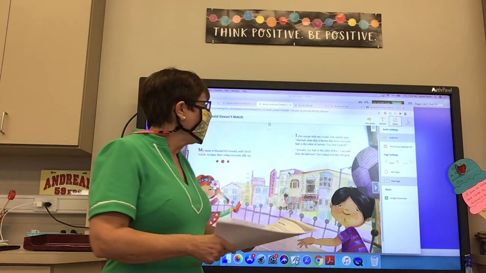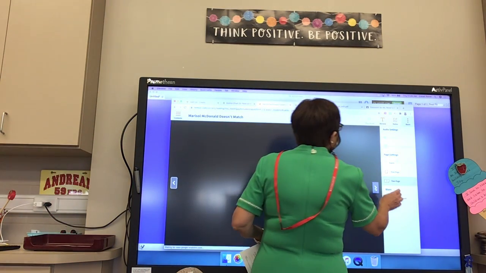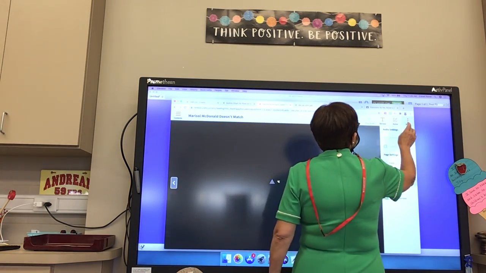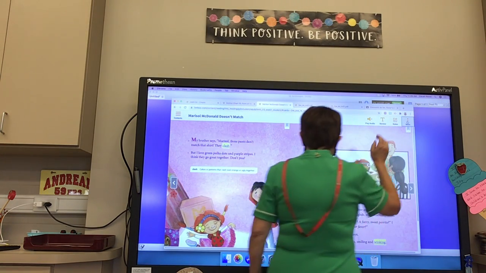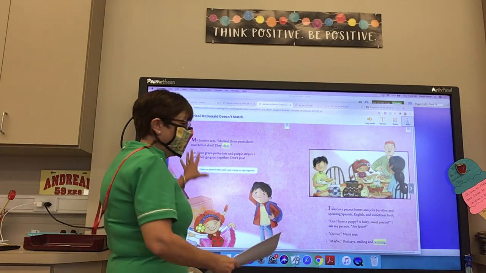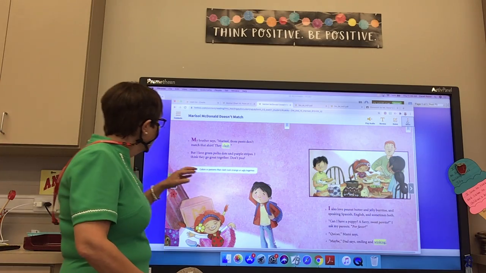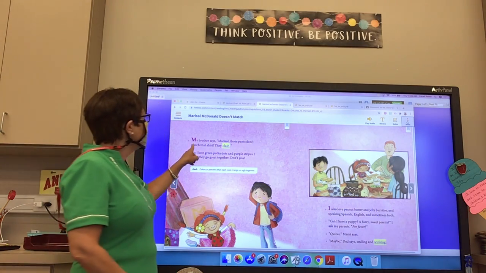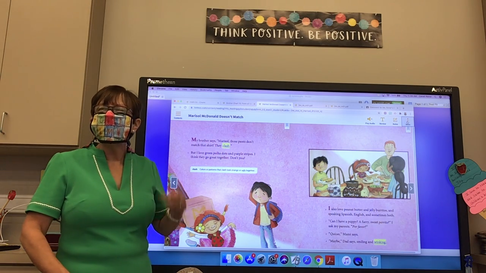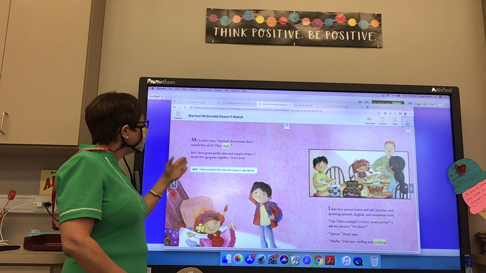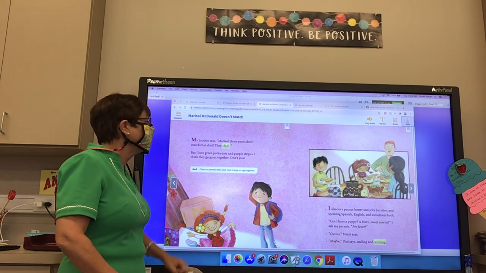Now, boys and girls, I want you to turn your page. And we're going to read this page. We're going to read page 22. Are you ready? And it says here, my brother says, Marisol, those pants don't match that shirt. They clashed. But I love green polka dots and purple stripes. I think they go great together.